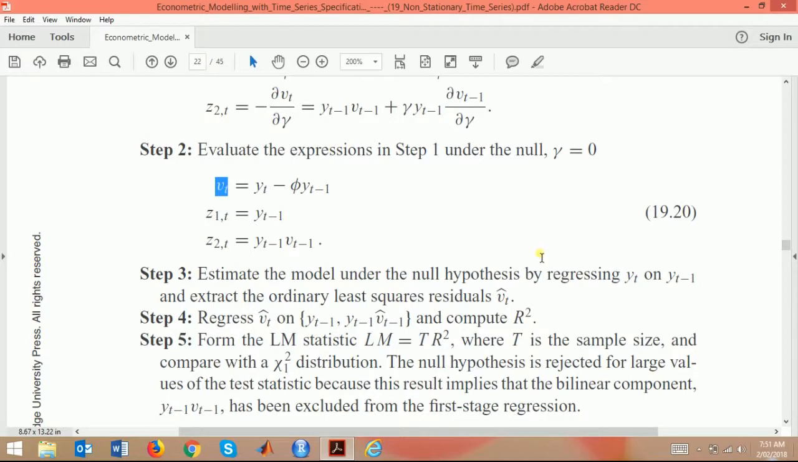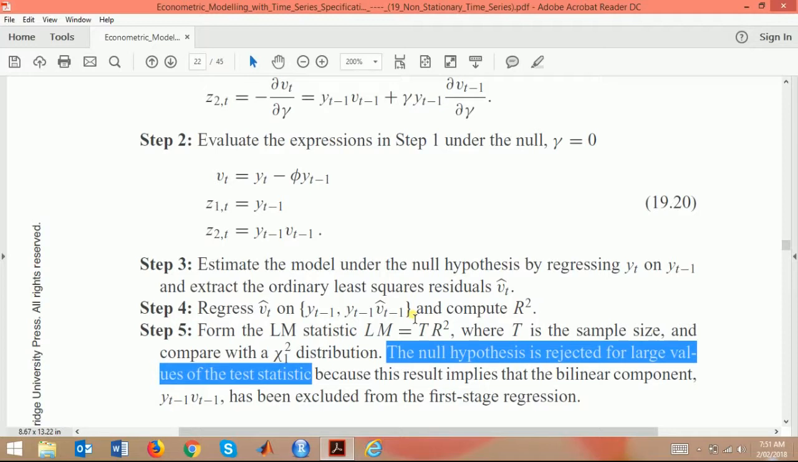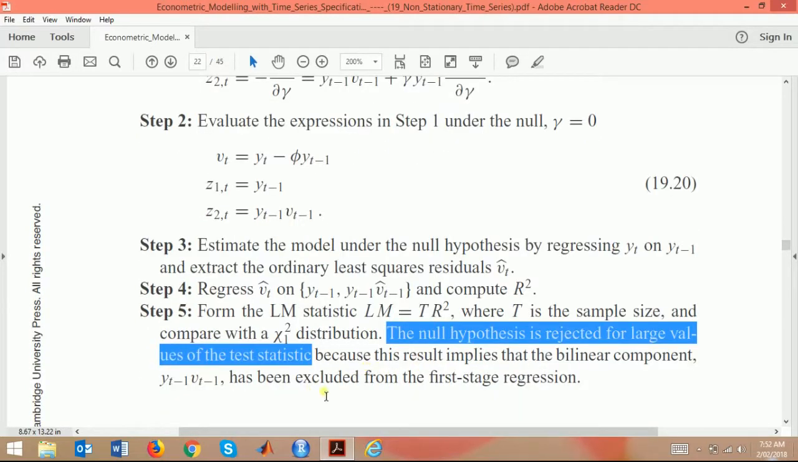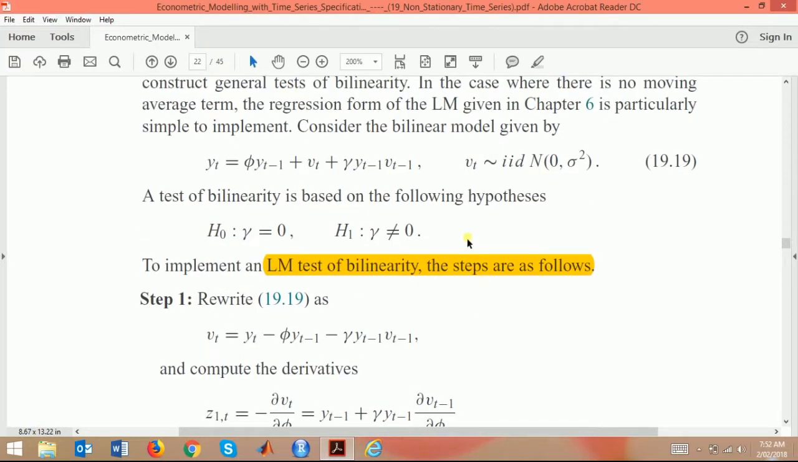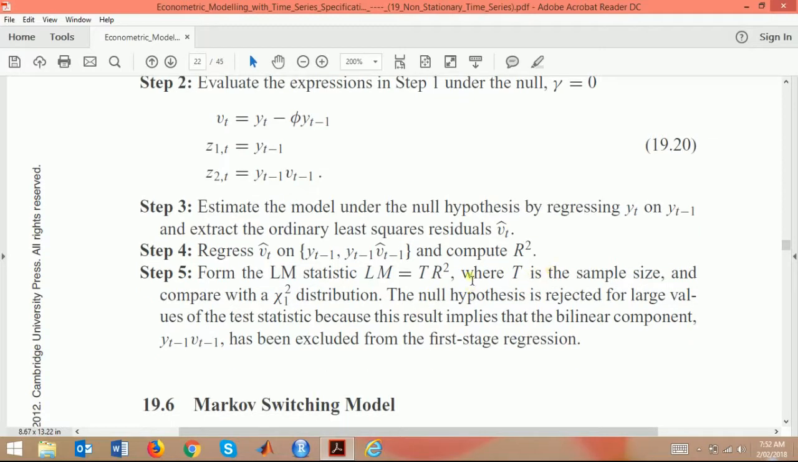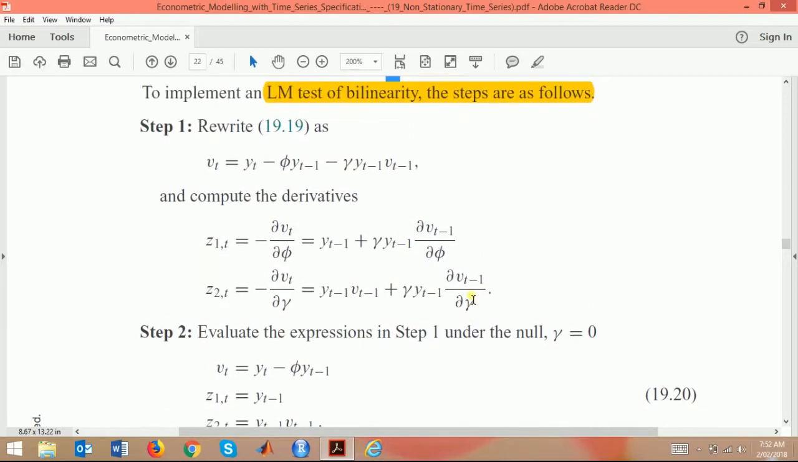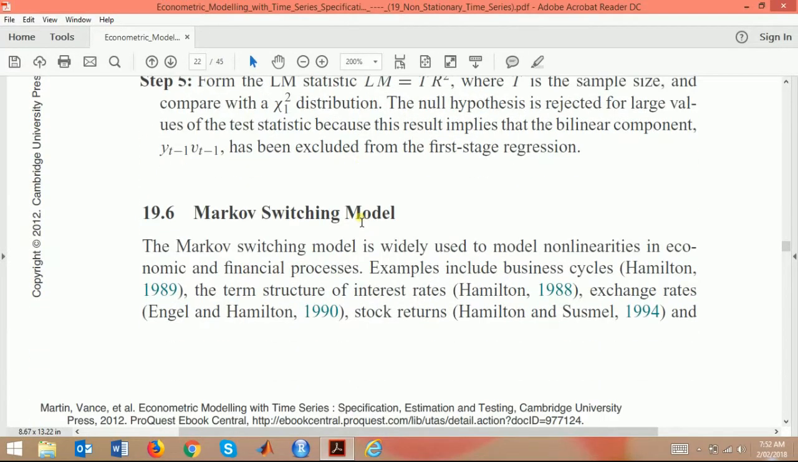So if we reject the null, that means the null hypothesis is rejected for large values of the test statistic, right? Basically, in the first stage regression, the bilinear component has been excluded. So what is our null here? The null is that there is no bilinear component. If we reject the null, that means the bilinear component exists. So that is a very important example where we can simply test with the LM test. We do the LM test on our bilinearity model, and these are the steps that we would follow.